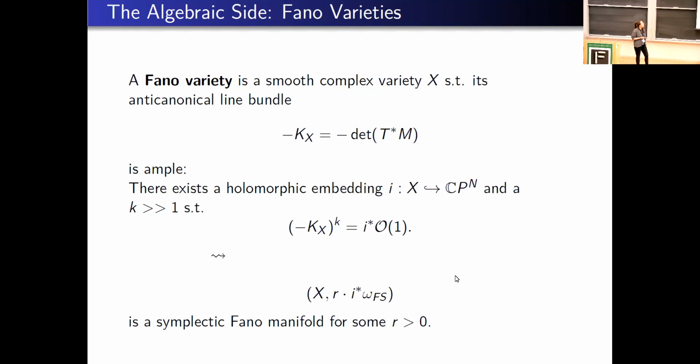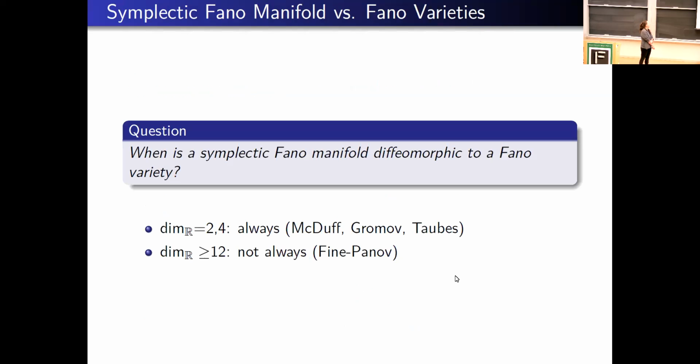And so this leads to the following question. Namely, when is a symplectic Fano manifold diffeomorphic to a Fano variety? In real dimension 4 and 2, this is always true. In dimension 2, it's very easy to show. In dimension 4, this result goes back to work of McDuff, Gromov, and Taubes.